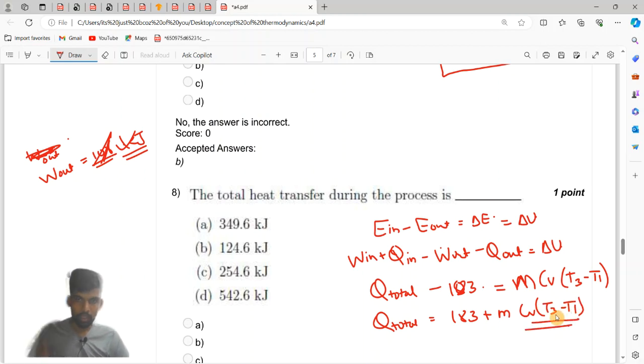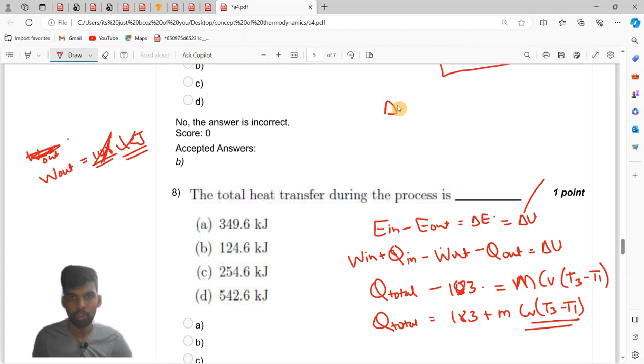Since delta U, or we can say internal energy, is a point function, we can directly write it as the difference T3 minus T1. We do not need to look at the states 1 to 2 then 2 to 3. If we do it like that also, we will get the same thing.